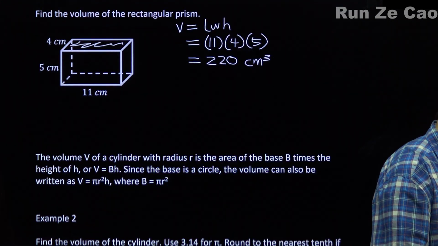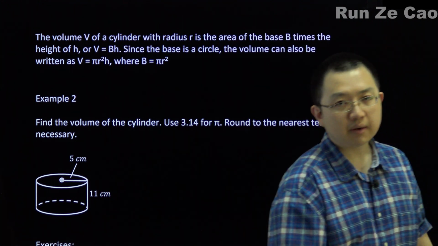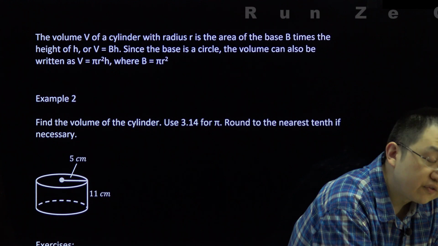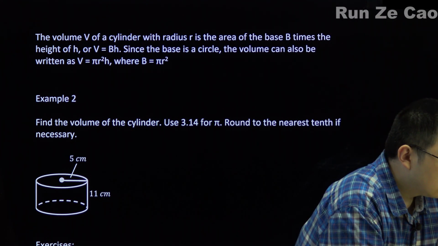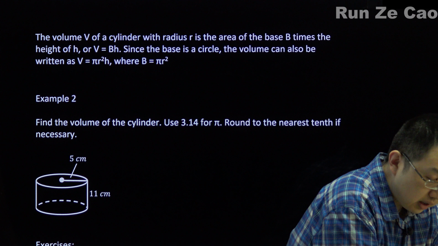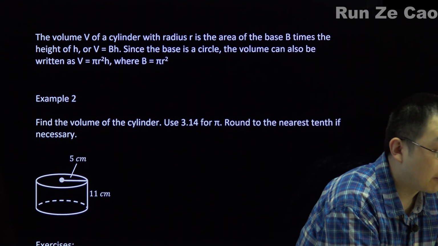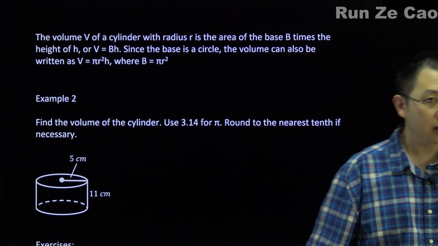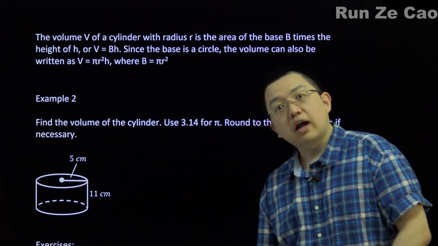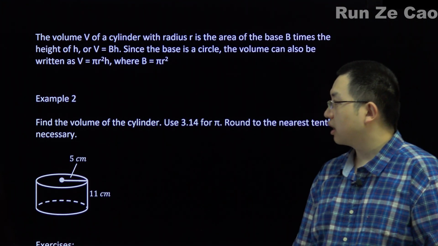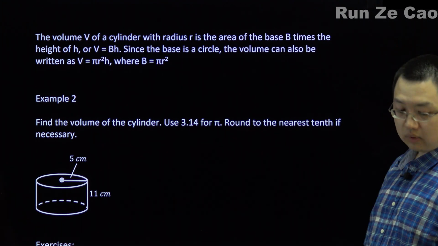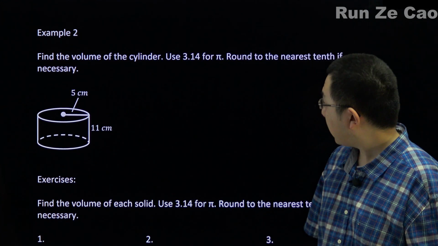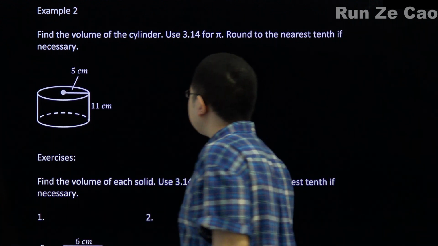Let's say we have a cylinder. Well, a circle can be approximated as an infinite-sided regular polygon. So, it's still volume equals base times height. It's just, since the base is a circle, the volume is pi r squared times height, because the base area is pi r squared. Let's find the volume of this cylinder. Use 3.14 for pi and round to the nearest tenth if necessary.